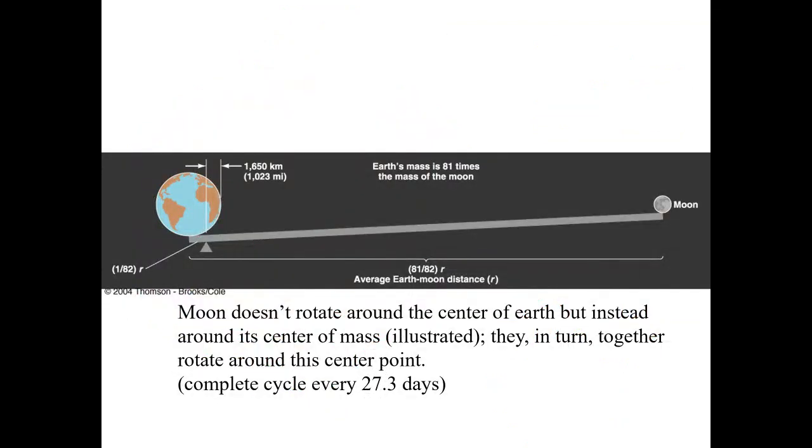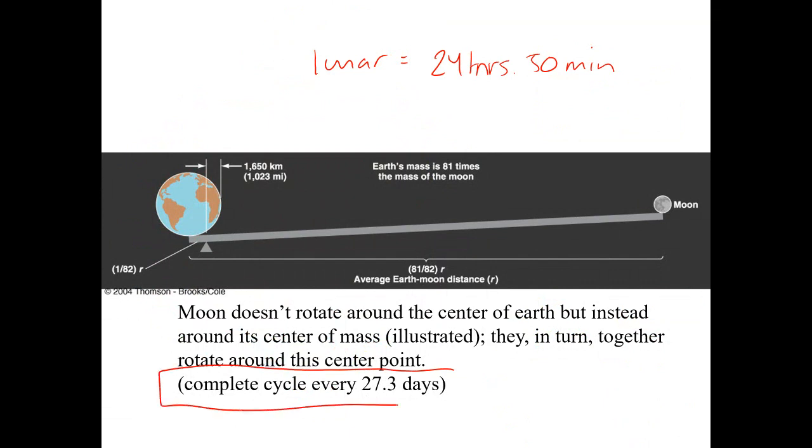Okay. There's one more little sort of catch to this. If we know that it takes 24 hours and 50 minutes for a lunar day, then a lunar month or a lunar cycle is between 27.3 and 29 days. Our calendars are, depending on leap year and considering February, roughly 30 or 31 days in a month.